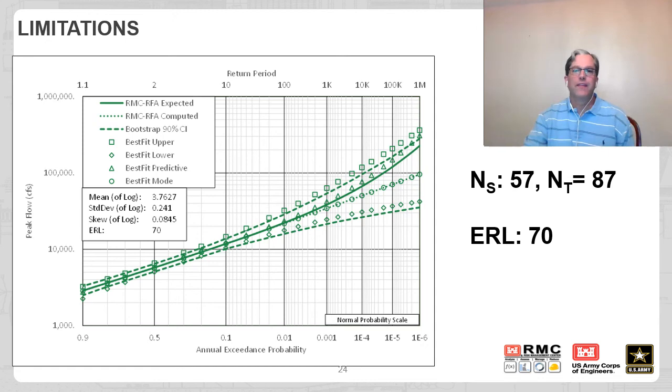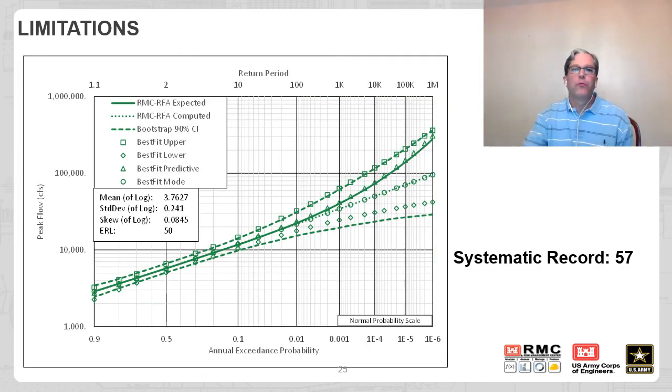In this figure, we can see the lines plot the results that we would expect to get from an RMC RFA analysis using the effective record length of 70 years. And the symbols represent the results we already have from our RMC Best Fit analysis. You can see that the results are reasonably similar, but they don't quite exactly match. So we might want to achieve better agreement between the RMC Best Fit results and the RMC RFA results. To do this, we can make manual adjustments to our effective record length estimate.